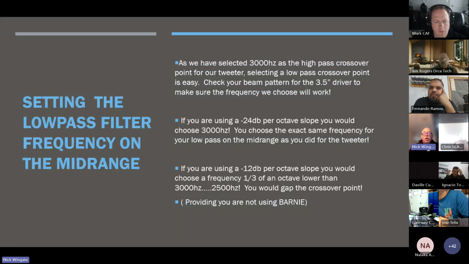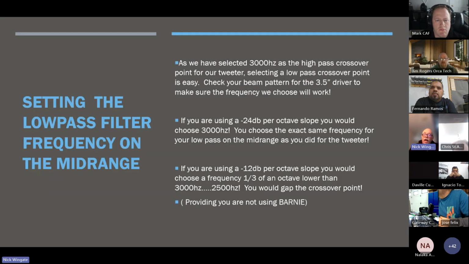Okay. Now, if you want to use a 12 dB, and that's fine, there's nothing wrong with it. If we're going to choose 3000 hertz on the tweeter, then gap the crossover point a third of an octave and take it to like 2500 hertz. Now, this is providing you're not using Barney. If you're using Barney, make them both 3000 and let Barney do its magic.